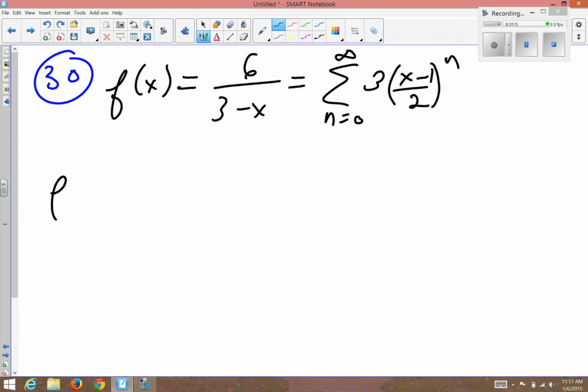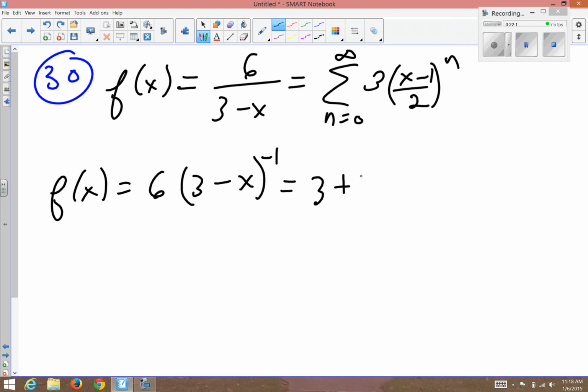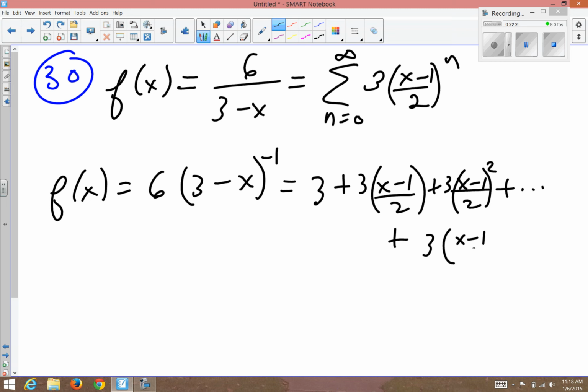Let's rewrite this. We'll say f of x can be written as 6 times (3 minus x) to the negative 1 power, instead of writing 6 over 3 minus x. And this series, expanded out by making n 0, then 1, then 2, and so on, is 3 plus 3 times (x minus 1 over 2) to the first power, plus 3 times (x minus 1 over 2) to the second power, plus, etc., 3 times (x minus 1 over 2) to the nth power, plus, etc.